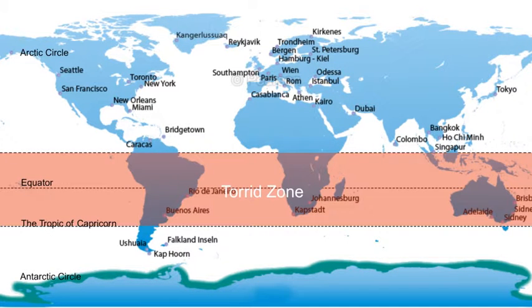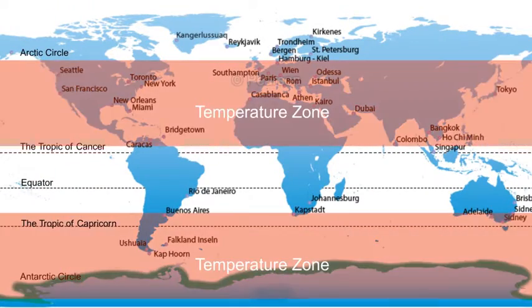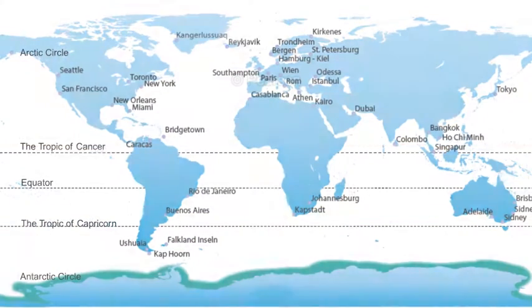1. Torrid zone. The torrid zone is the area of the earth between the Tropic of Cancer and the Tropic of Capricorn. The areas that fall under this zone experience extremely hot climate. 2. Temperate zone. Temperate zone is the area or region between the Tropic of Cancer and the Arctic Circle in the northern hemisphere, and between the Tropic of Capricorn and the Antarctic Circle in the southern hemisphere. The areas that fall under this zone experience moderate climate.